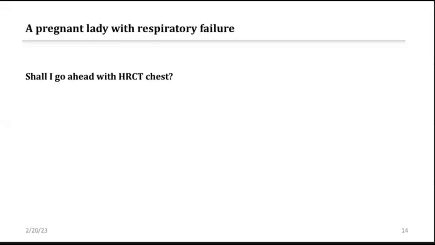Shall I go ahead with HRCT chest? Is it okay? A pregnant lady at 26 weeks of pregnancy, I have already done 2 chest x-rays. Shall I ask this question of Sachini, who is an expert in the objective evaluation of respiratory symptoms in pregnancy? Sachini, shall I go ahead with HRCT chest in this lady? Is it safe? Absolutely. Thank you very much. You can come here.